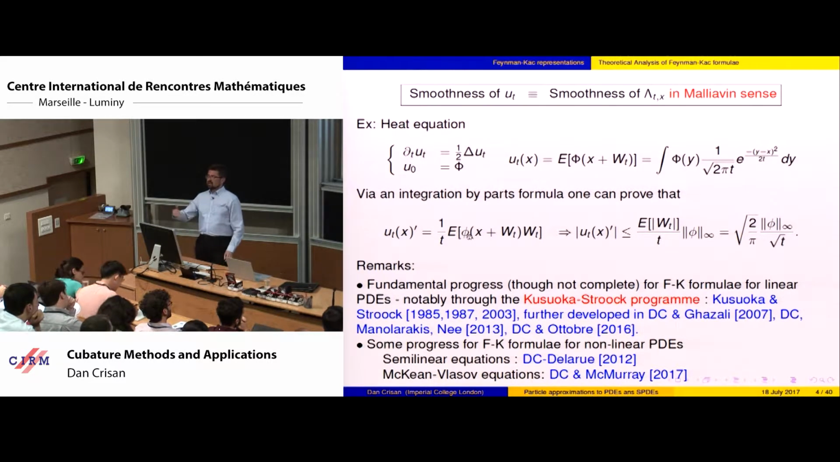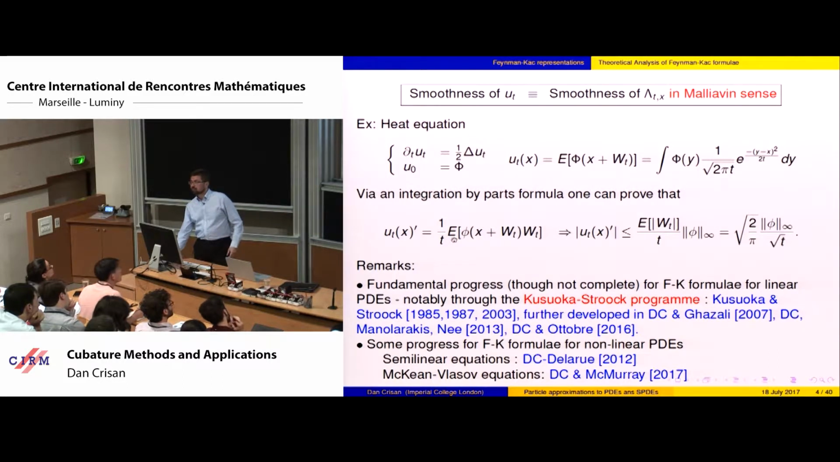So it's not just that the solution of the equation itself has a Feynman-Kac representation, but it's also the case that all derivatives have a Feynman-Kac representation. You show that all the derivatives have a Feynman-Kac representation in this form. Okay, and then you can say, right, once I have this representation for the derivatives, I can try and control the derivatives.